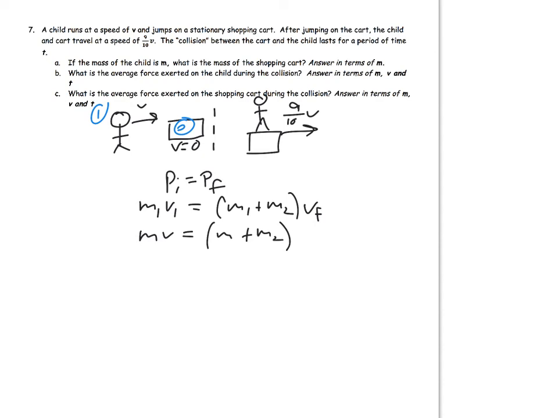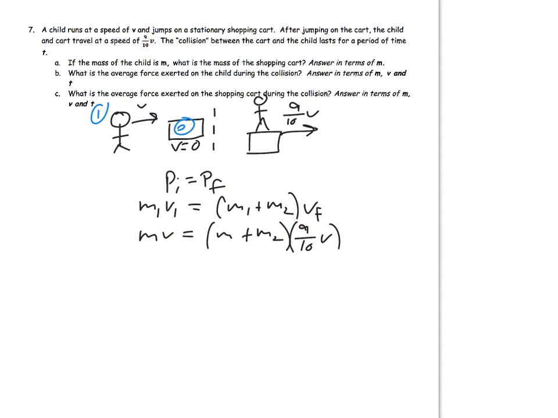So I'm going to go ahead and set up conservation of momentum. I'll say that the child is object 1, the cart is object 2. So before the collision, we just have object 1 that has momentum. After the collision, they're moving together, so we're going to combine their masses. So I'm going to say m1 plus m2 times the final velocity of the system. The child, we're told, has a mass of m, so I'm going to plug that in as m. We know this initial velocity is v, and that's going to be equal to m plus m2, the mass of the cart, times 9/10 v.